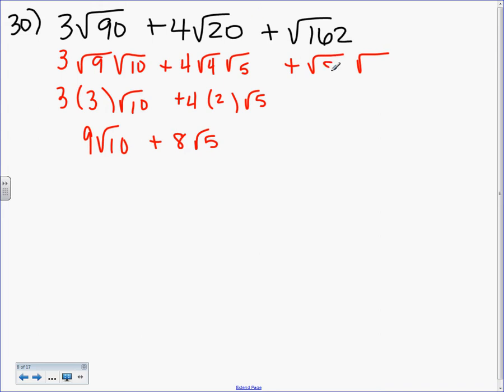So you should have gotten 81 and 2. What is the square root of 81? It's a 9, right? So now that it looks like this, I can see if any of these are like terms. Square root of 10, square root of 5, square root of 2. They're not. So that is my final answer. I can't add or subtract anything because they aren't like radicands, but I had to try. I had to simplify anyway.